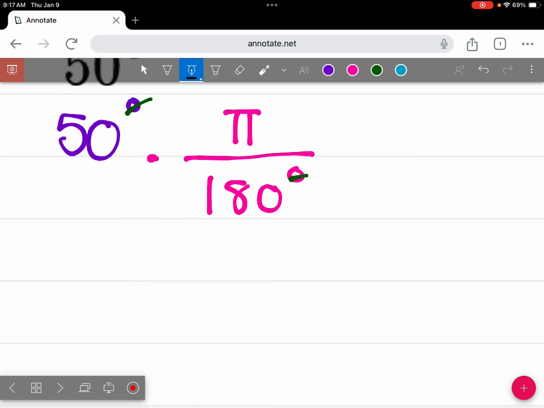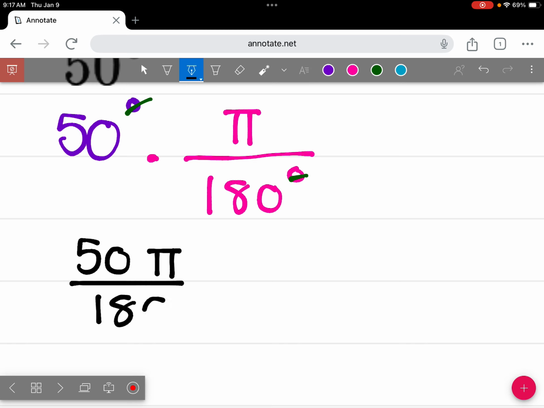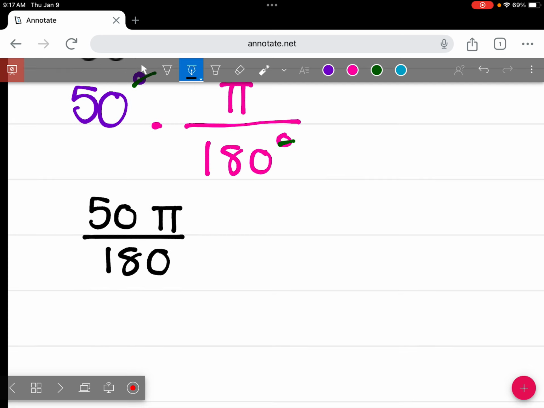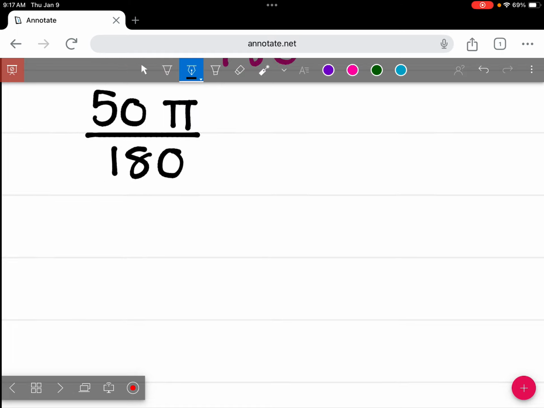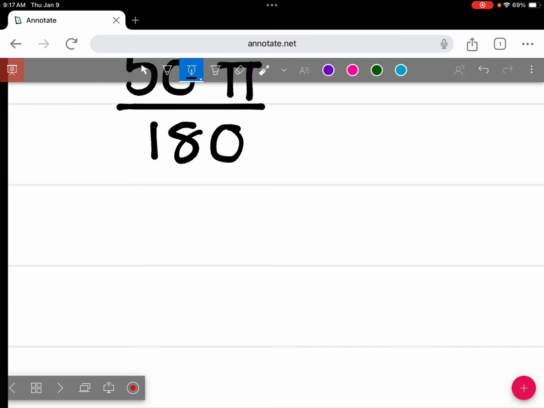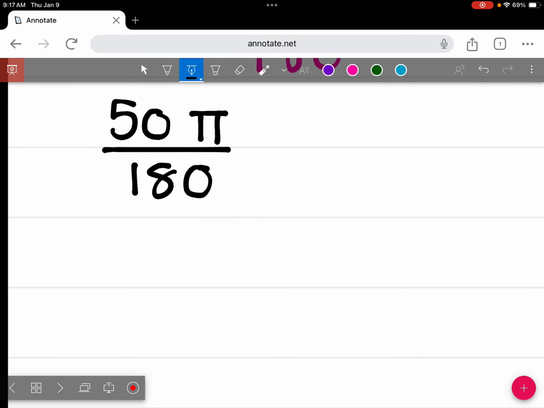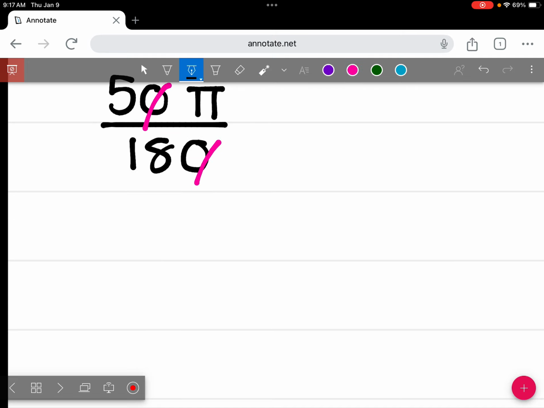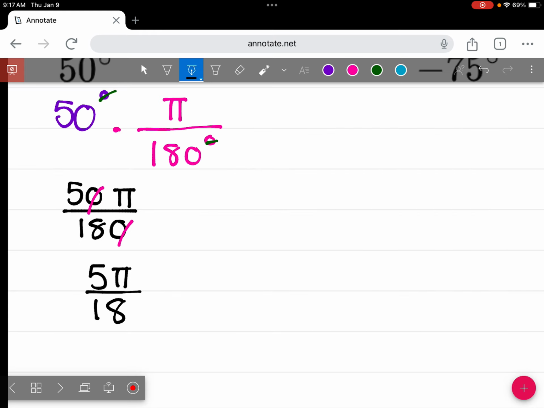So I'm going to start by just straight up multiplying across. We're going to have 50 pi over 180. Does that simplify? Yes. How can I simplify that fraction? Divide both of them by 10. So we're going to have 5 pi over 18. Does 5 over 18 simplify any further? No.